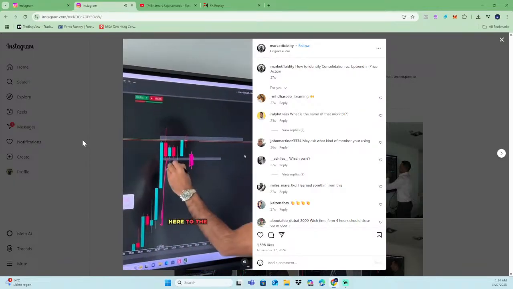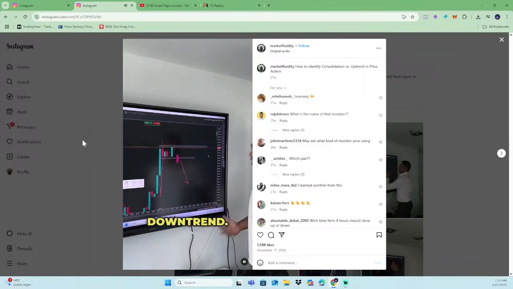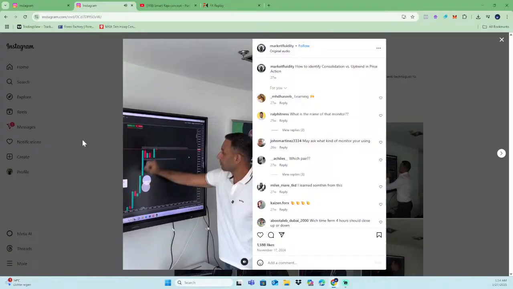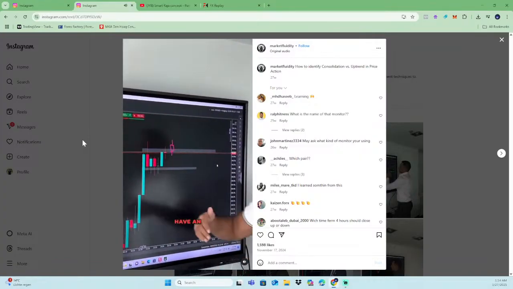Whenever you have consolidation and you get price to close below a support, provided you have clean range here to the left-hand side, then you can say, now in this session, we're going to have a downtrend. But if we break above this area, then you can say we're going to have an uptrend.